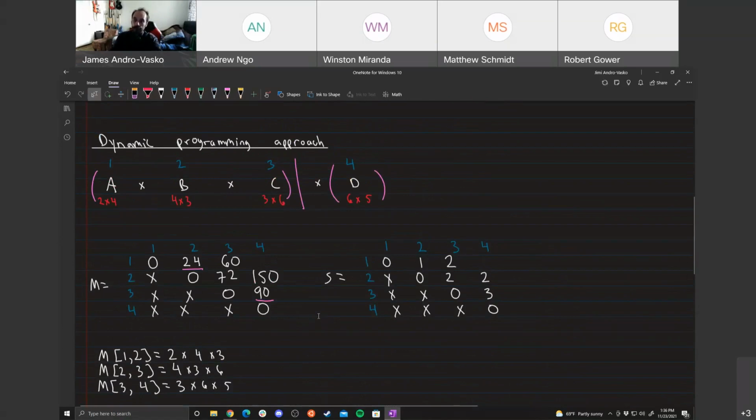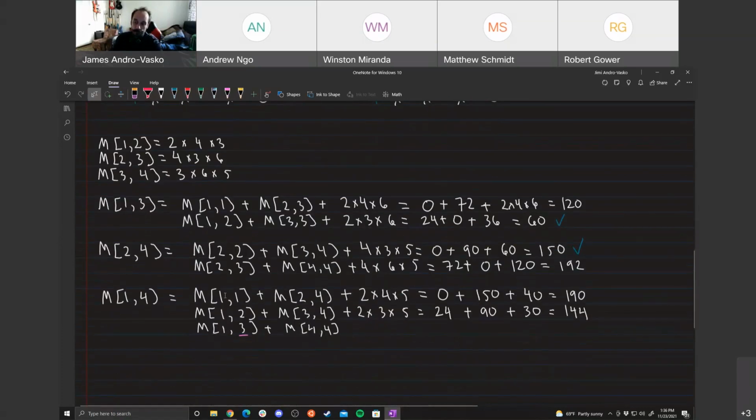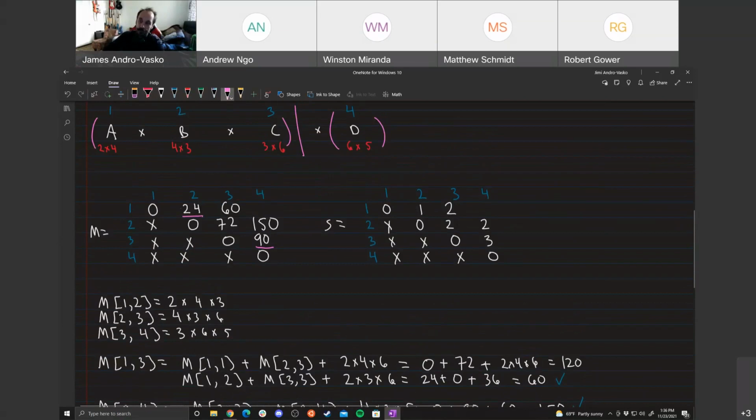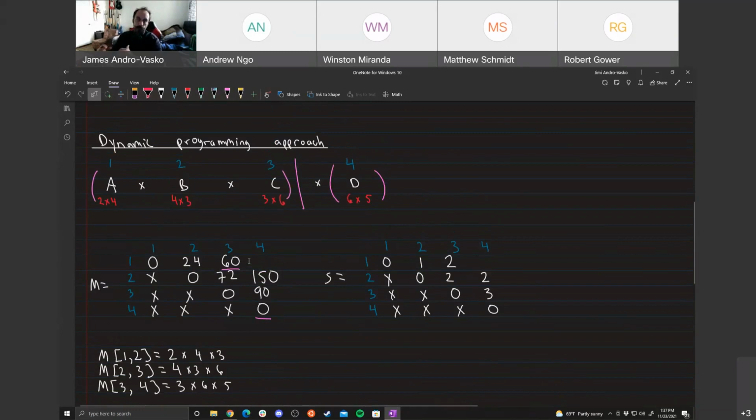I don't know. So this A times B times C, in other words M1,3, we know the answer to that already. We already computed that earlier. It's going to be 60. We know the answer to that. That's pretty cool. And then multiplying to get D, well, that actually requires no multiplications, because M4,4 is 0. We already know the answer to that, so we have those. So now we have to go ahead and get the final product.